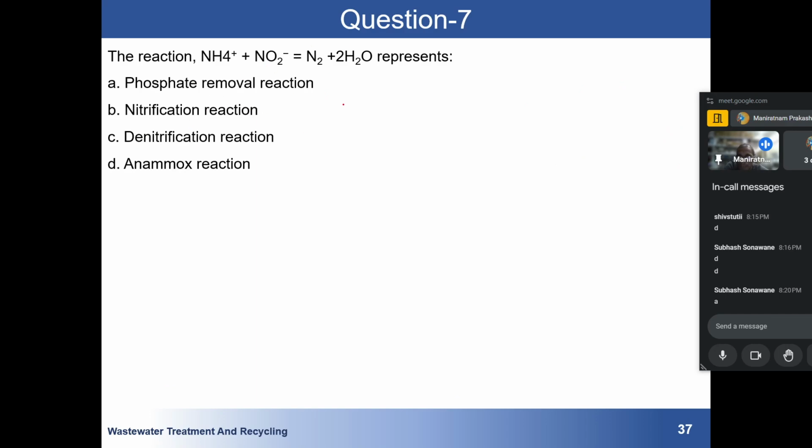This is a very simple reaction, and if you have gone through the lectures, what does this reaction represent? Phosphate removal cannot be the answer because there is no phosphate. Is it nitrification? First, one should know what happens in nitrification. Which form of nitrogen is changing into which form? Similarly, we have denitrification. There can be a nitrification reaction. Okay, you are saying nitrification reaction.